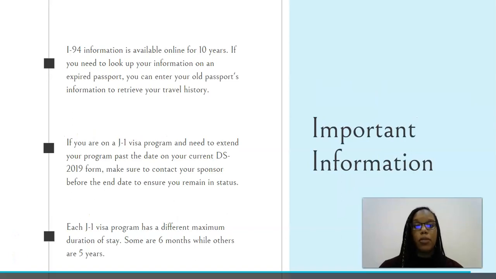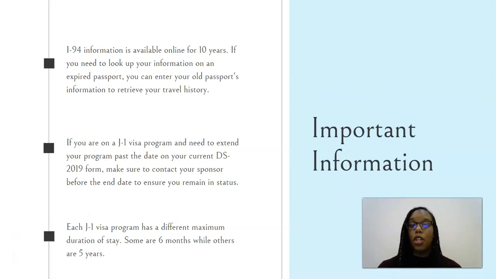Next, I just have some general information that is important in regards to the I-94 form. I-94 information is available online for 10 years. If you need to look up information on an expired passport, you can just enter your old passport's information to retrieve your travel history. If your current passport was good as of 10 years ago, you should also be able to look it up for your current passport as well.